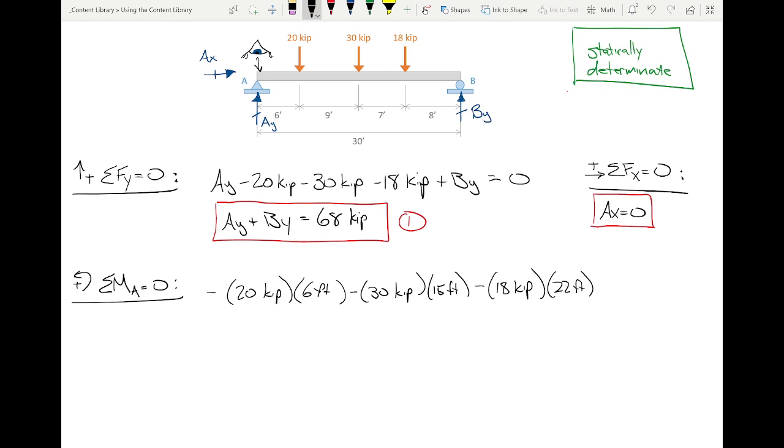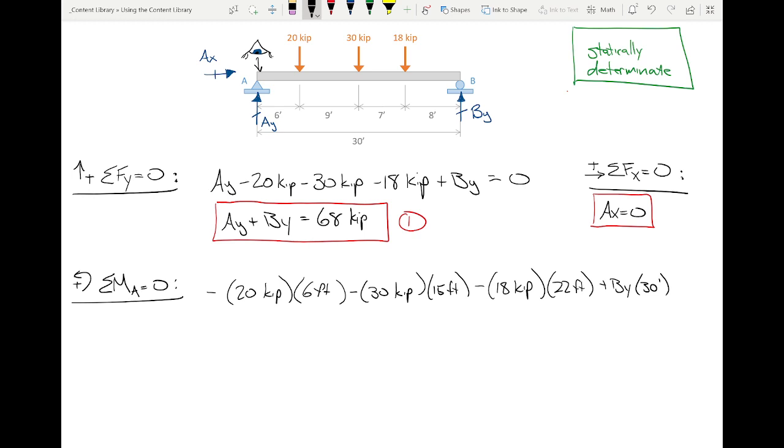Now, what about BY? Is it generating moment about A? Yes. Positive or negative? Positive. There you go. What's the moment arm? There you go. Now, did I forget something? What about AX and AY? They don't contribute moment because the moment arm is 0. So sum all that up equals to 0.